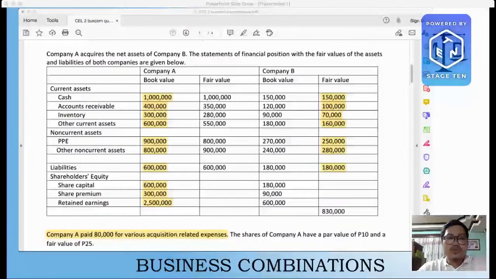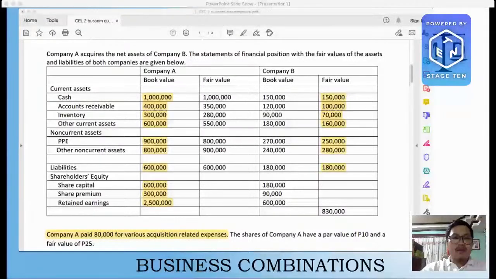So in the problem flashed right now, in the discussion earlier, the cash of the acquirer, company A, was 1 million. The cash of company B, the acquiree, is 150,000. But when you add 1 million and 150, that's not yet the answer because you have to deduct the consideration paid by the acquirer to acquire company B. And the consideration in the problem was 900,000. Okay? But aside from that one, there are two things, again, that you have to remember in computing for the combined cash.